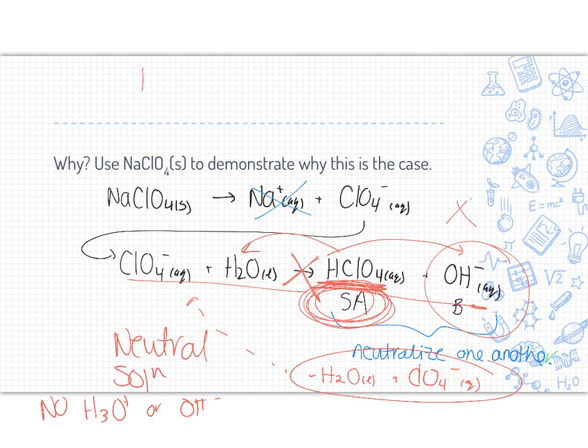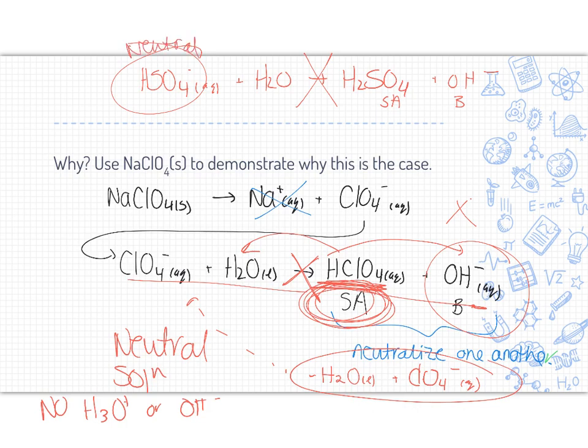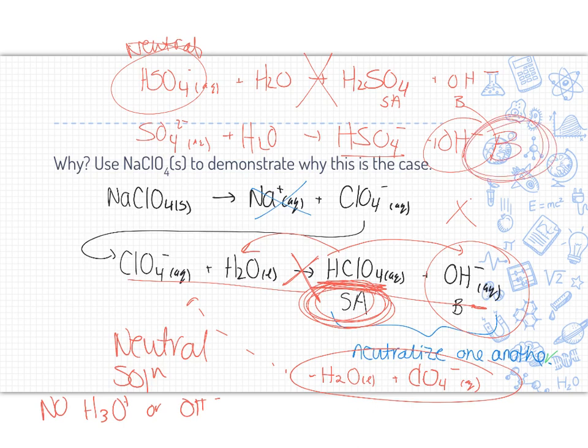Again, I cannot react HSO4 minus with water because I make H2SO4 and OH minus, a strong acid and a base. So this reaction does not occur and this is a neutral ion. However, if I were to use SO4 2 minus and react that with water, I make HSO4 minus and OH minus. This is not a strong acid, so this is a basic solution. Okay, it has to make the actual strong acid itself.